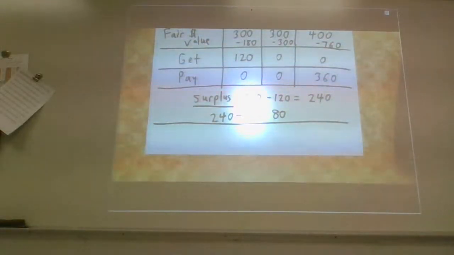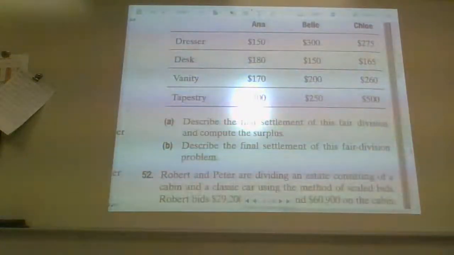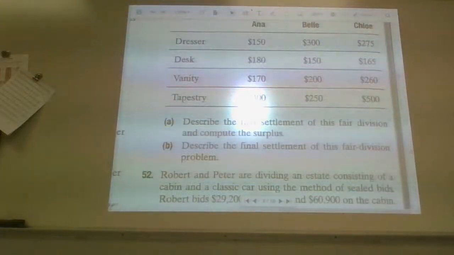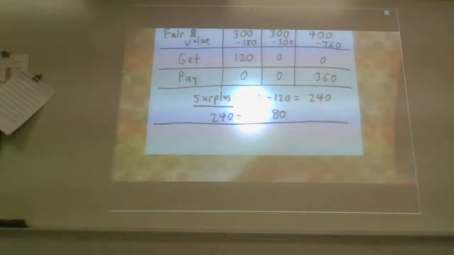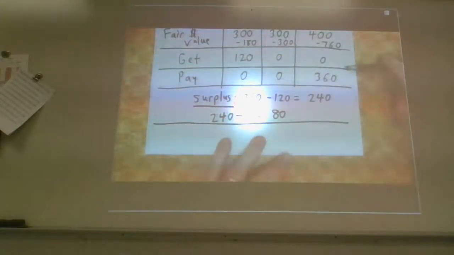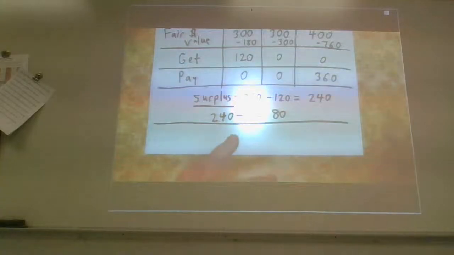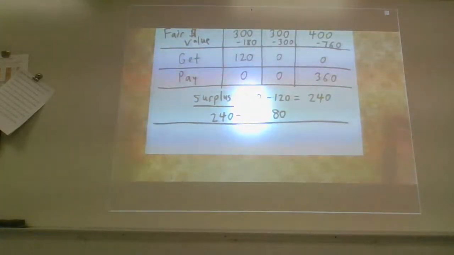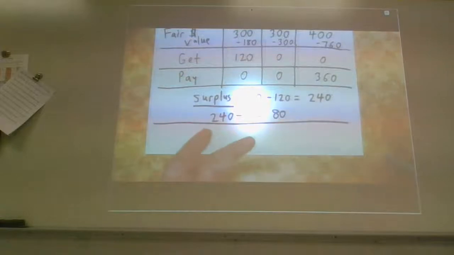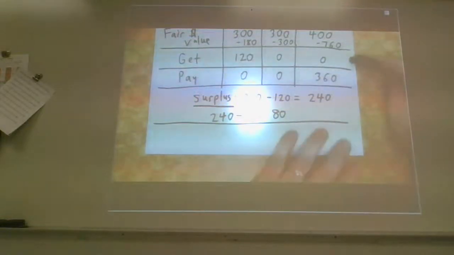Now, to talk about this problem real quick, I'm going to go back to the PDF, and then I'm going to come back to this page. If you go to the PDF, it says to describe the first settlement and compute the surplus. The first settlement is what we did right here with getting and paying. The allocation is who got what: dresser, desk, vanity, tapestry. That's the allocation of items.